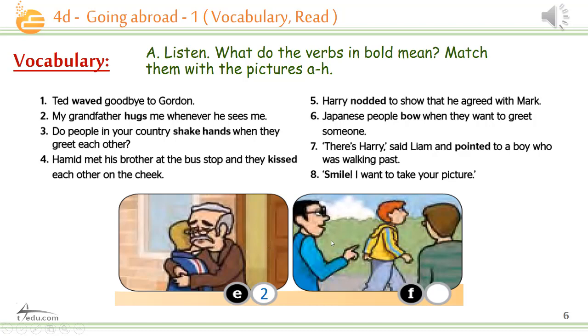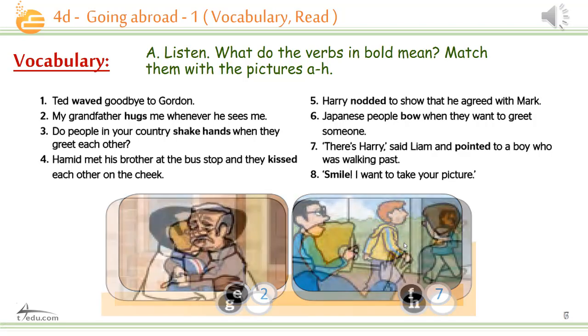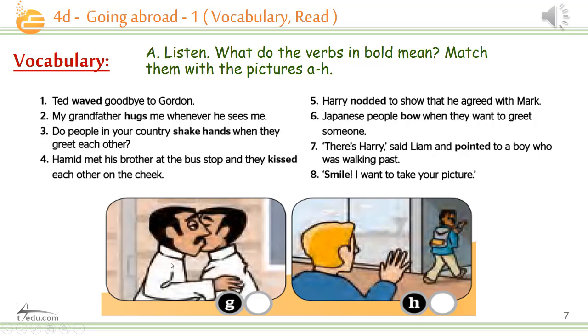Okay, now look at F. What is he doing? Look at his finger here. He is pointing. Yes, he's pointing. So that's Harry, said Liam, and pointed to a boy who was walking past. Very good. So F is 7. Great job. Okay, now look at these two men. They are brothers. They are kissing. Yes. So Hamid met his brother at the bus stop and they kissed each other on the cheek. There you go. They are kissing on the cheek. Very good. 4.